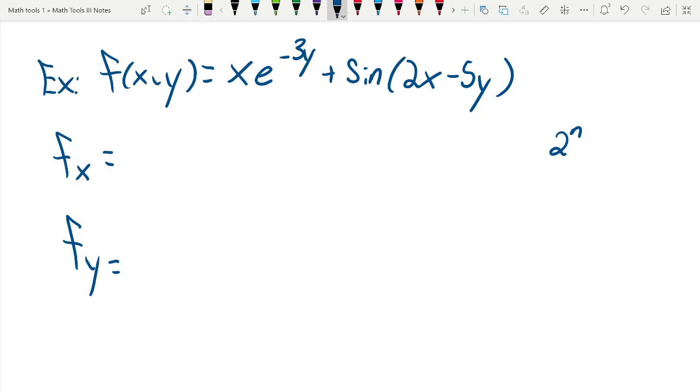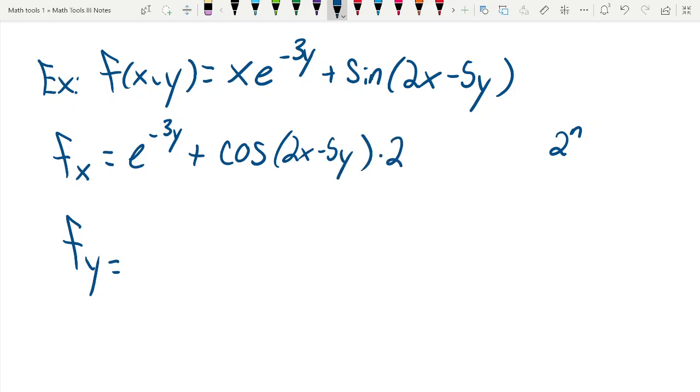So anyway, this one, the first partial derivative with respect to x. So the e to the negative 3y is the constant part. Plus, remember the derivative of sine is cosine. We're going to need the chain rule here. So times the derivative of the inside, which is going to be 2. So I'll go ahead and throw that 2 up front. Okay, and then for y, we're going to get negative 3x e to the negative 3y, again using the chain rule. And then the chain rule will give us a negative 5 on the outside, so again I'll put that in front here.